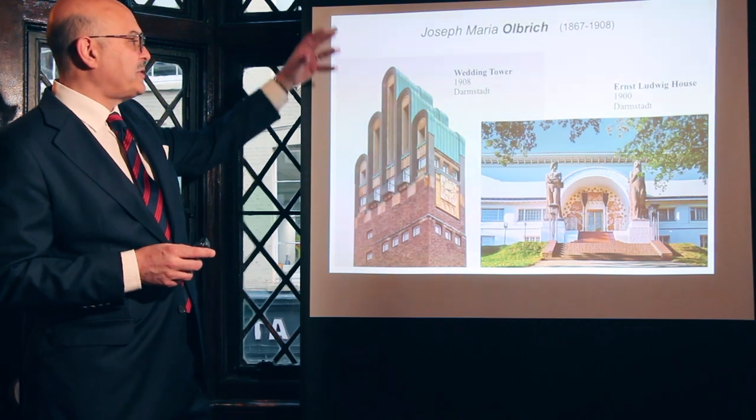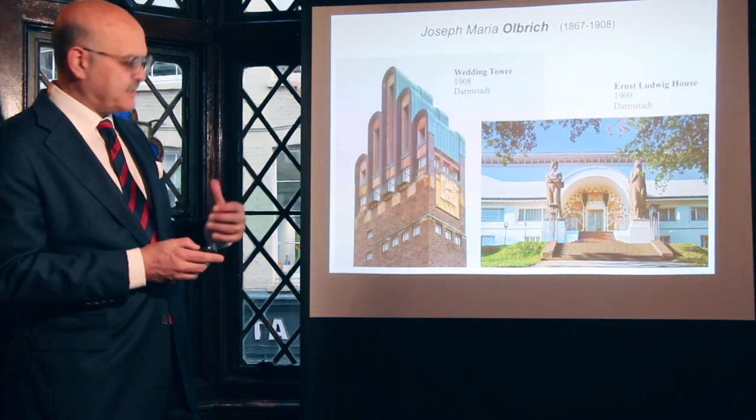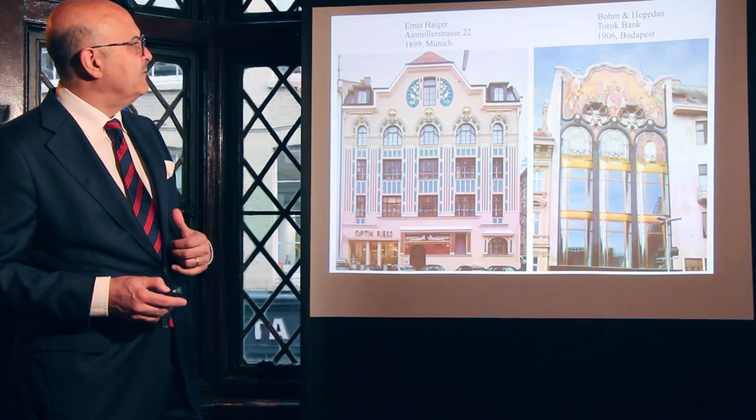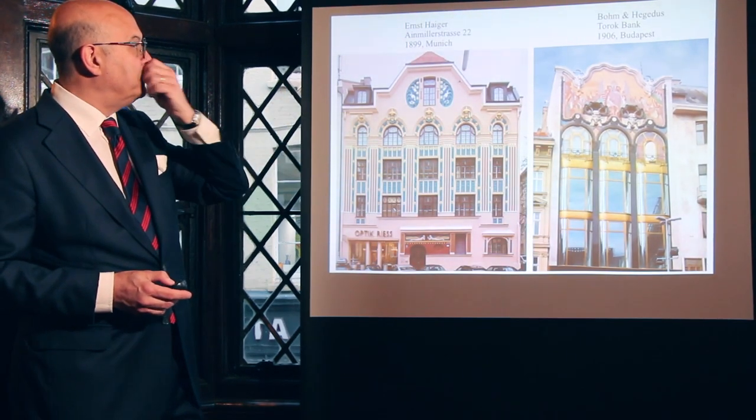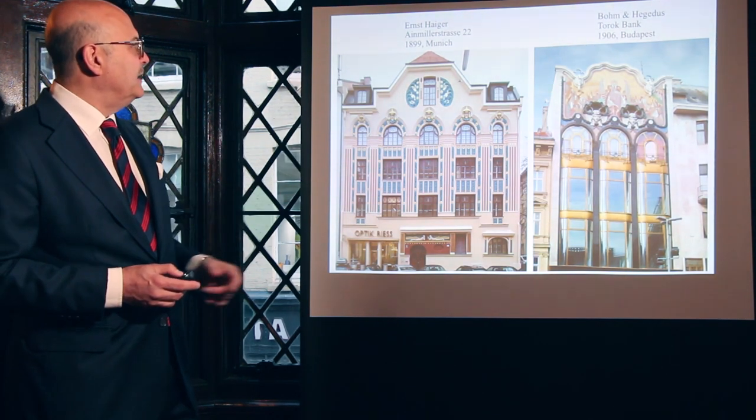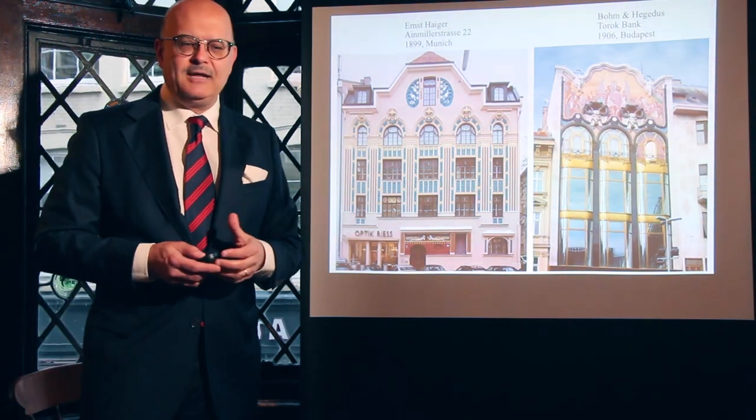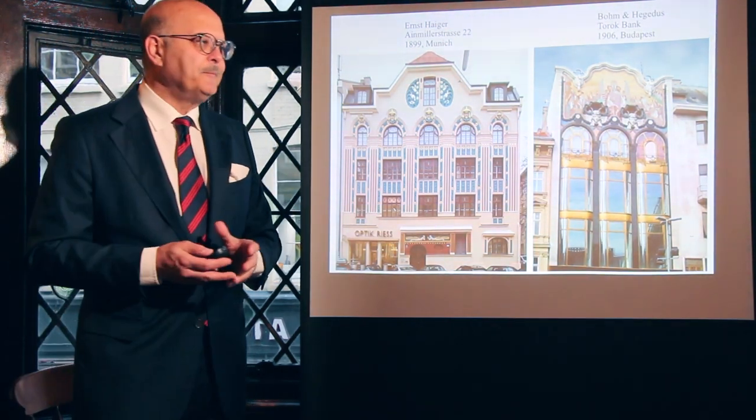You have this very, very vertical building, and a very horizontal one, depending on the use. And they're getting some more modern feels in there. This is Budapest, and this is Munich. So you can understandably see this spread more in the Austro-Hungarian Empire and the German Empire.